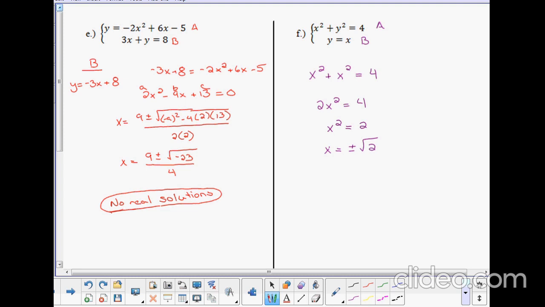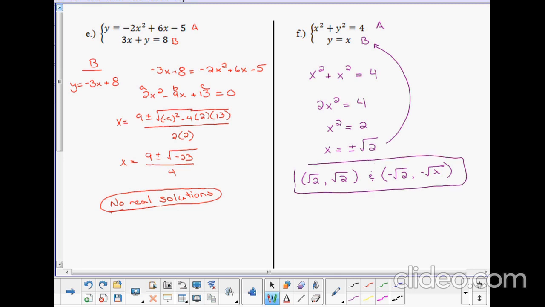So I'm going to have two solutions. One is going to have an x value of positive root 2. The other is going to have an x value of negative root 2. The y values can be found fairly easily here. If I substitute into the equation for B, I already know that y is equal to x. So if x is positive root 2, y has to be positive root 2. And for the other option, if x is negative root 2, y has to be negative root 2. And so there I have my two solutions.